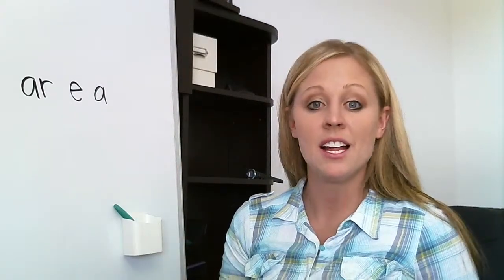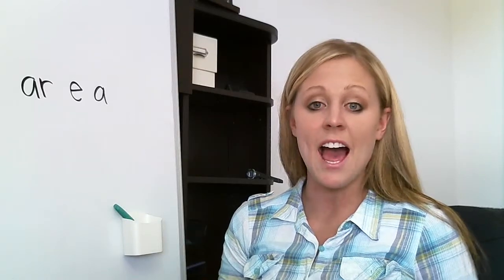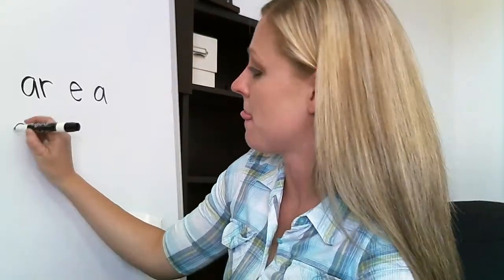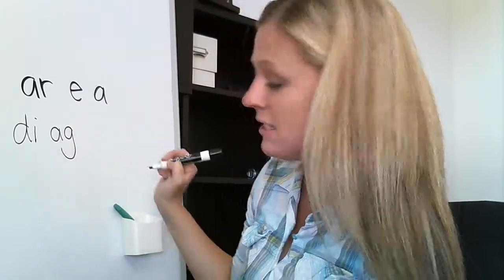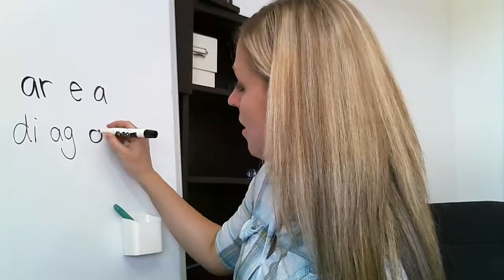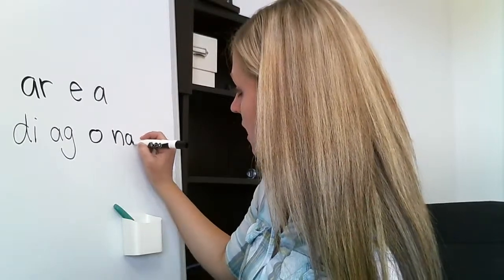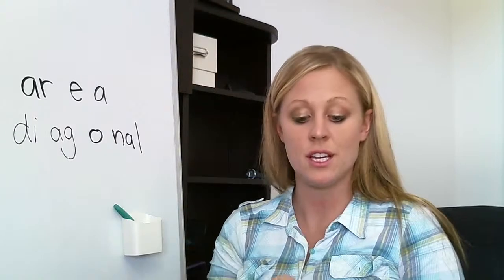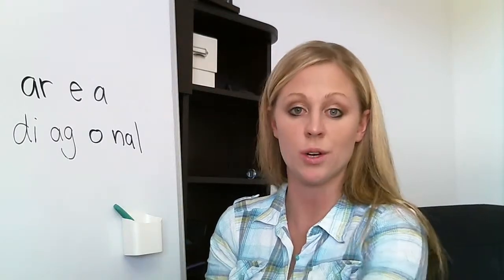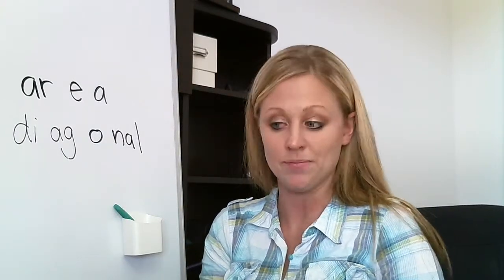Let's do another one. Diagonal. Diagonal. So let's write it. Di is the first syllable. Ag, second syllable. O, no. Diagonal. 4 syllables. So that's how I want you to write the words that follow the rule.